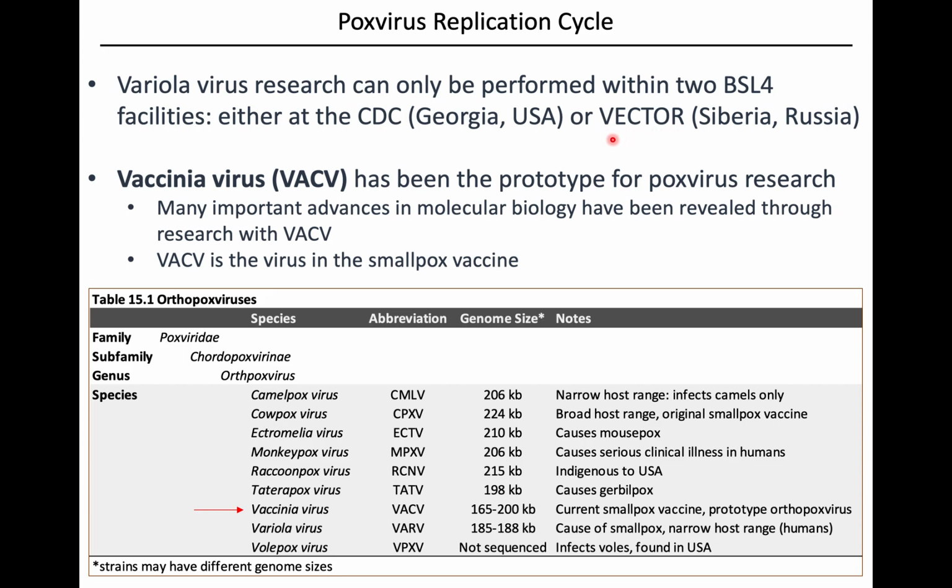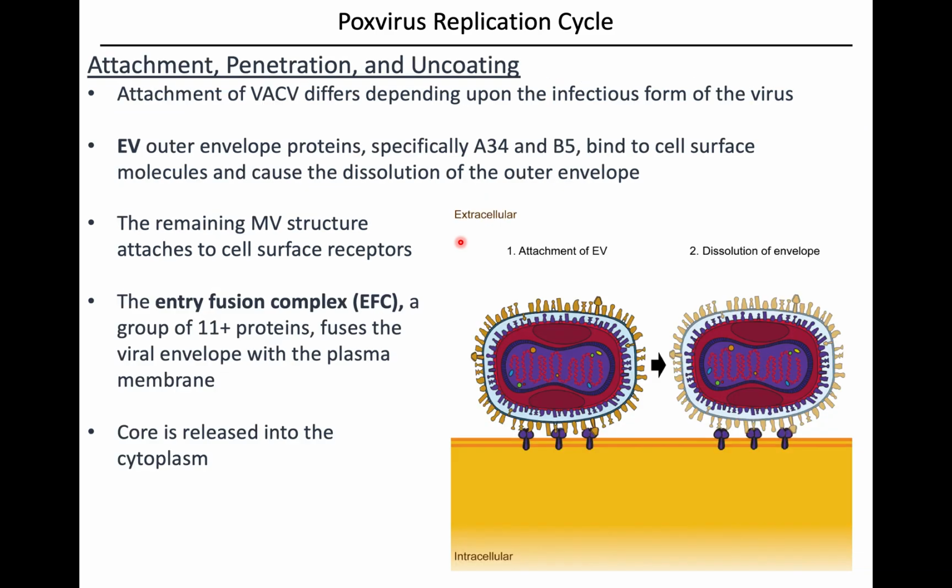So there's not a lot of variola virus research going on, but there is a lot of vaccinia virus because it's not going to kill people if it gets out. So again, most of what we know here is based off of vaccinia virus replication, but we believe it to be true for variola as well. All right, so let's look at attachment and entry here for just a minute.